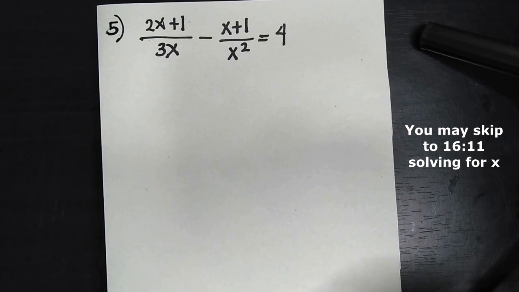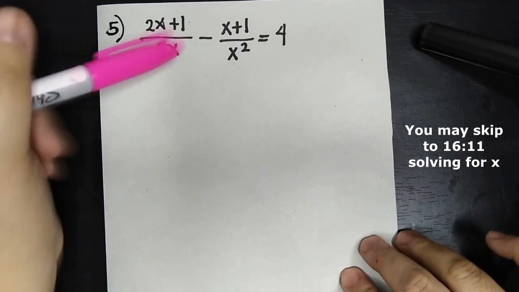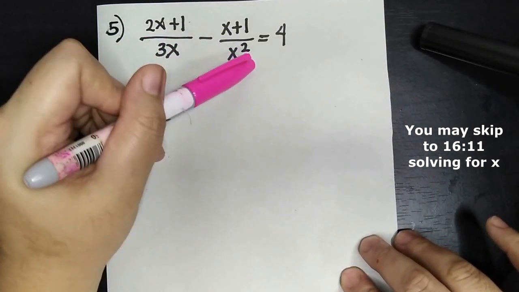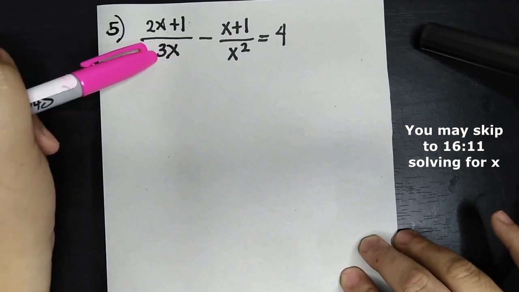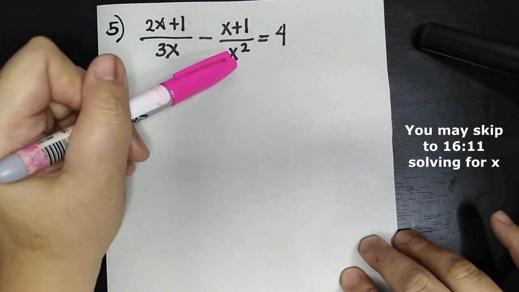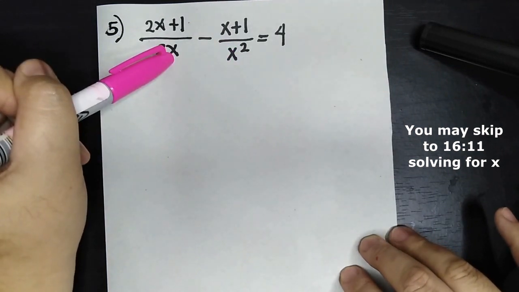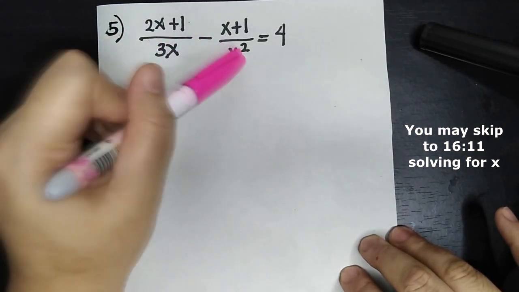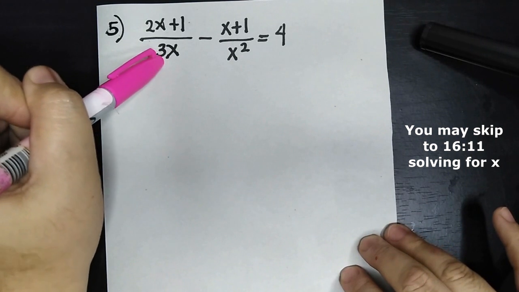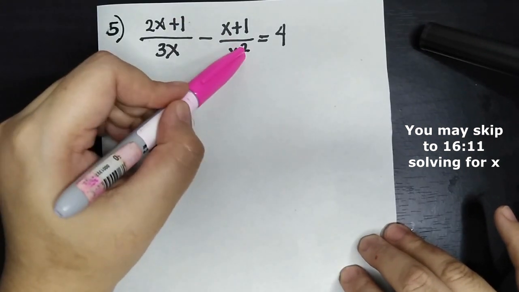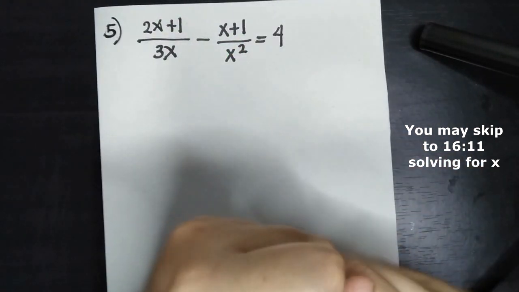So sa example na to naman, yung denominators natin ay 3x at x squared. Now, ang factors ng 3x ay 3 at saka x. Ang factors naman ng x squared ay x times x. So may common yung dalawa. Yung common na factor sa dalawang denominator na to ay x. Pag nangyari yon, yung may pinakamalaking power yung kukunin natin as the LCD.